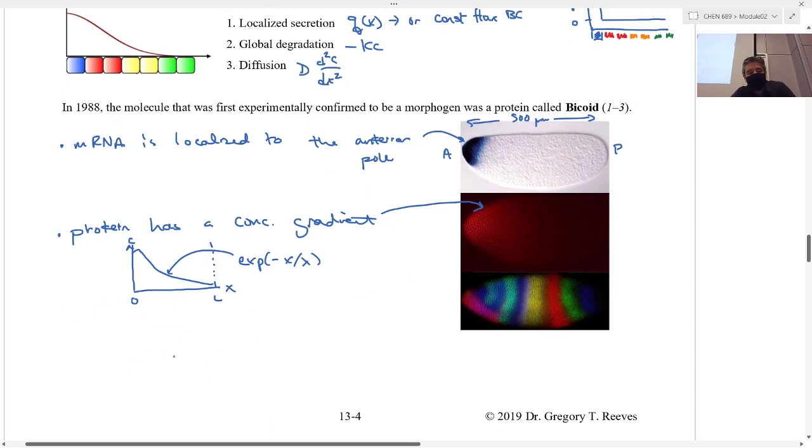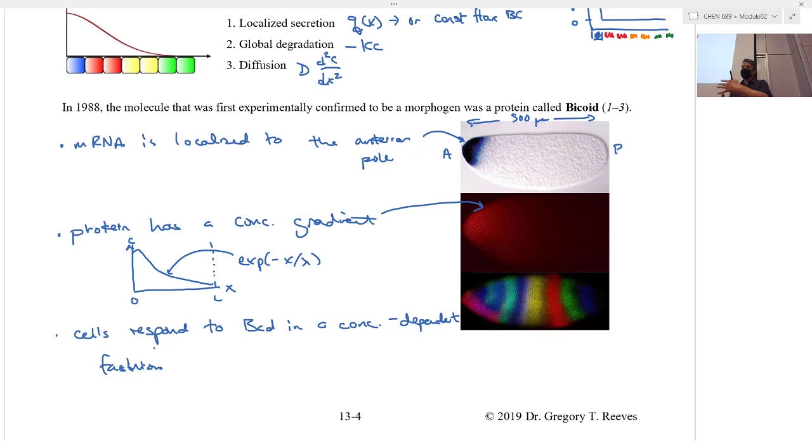And also, cells respond to Bicoid, which is abbreviated BCD, Bicoid concentration, respond to Bicoid in a concentration dependent fashion. So cells that are perceiving the highest amount of Bicoid in their region are going to turn on certain genes. And cells that are further away are going to be able to read a lower Bicoid concentration, and they'll turn on other genes, et cetera, on down the line.